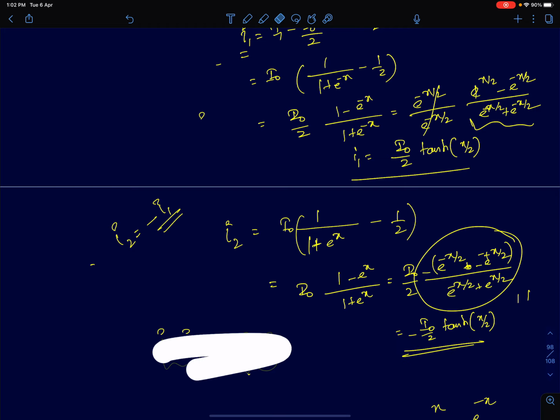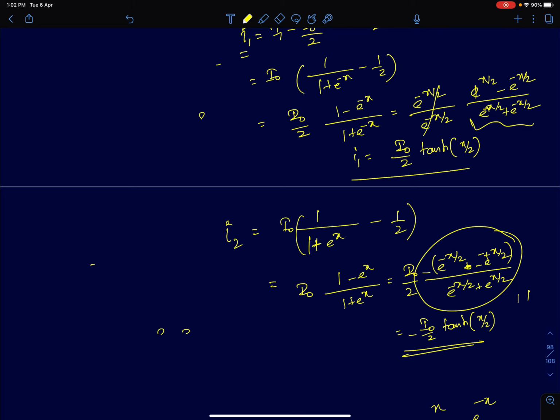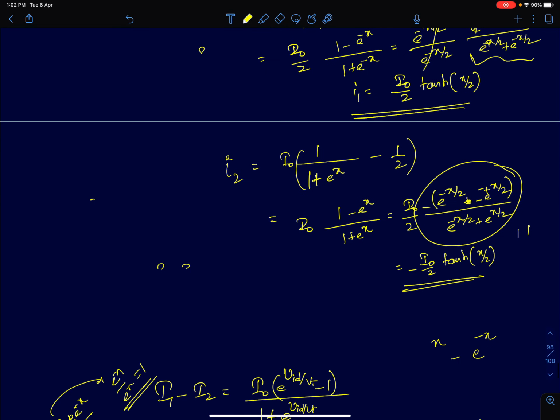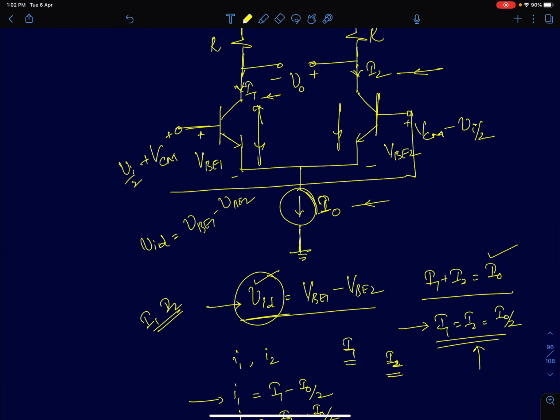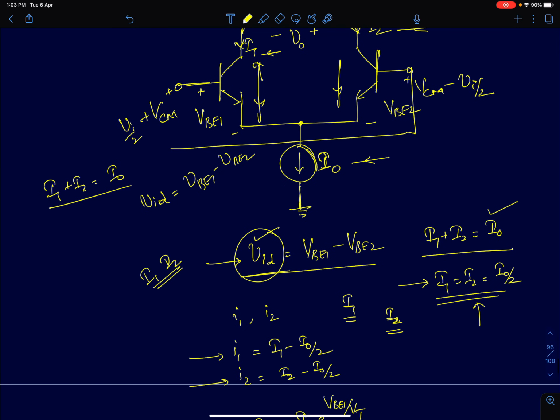Now if you look at these two expressions, we get I1 as I0 by 2 tan hyperbolic x by 2, and I2 is the exact negative of I1. So this is simply equal to minus I1. And therefore, we said that I2 is a differential version of I1. So this is a condition which is automatically imposed in a differential amplifier. This is what we discussed in the beginning for current-biased differential pairs. We said the sum of the two currents, I1 plus I2, is equal to I0. That's constant. So if I take the small signal version, I1 plus I2, the small signal components will exactly be equal to 0.